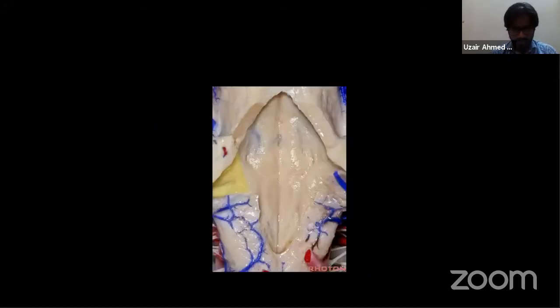Here we can see more clearly. This is the cavity of the fourth ventricle opened for our understanding, and this highlighted portion of the diagram shows the lateral recess of the fourth ventricle. So this is about the mid-sagittal section. Now we will proceed to understand the anatomy of the roof.